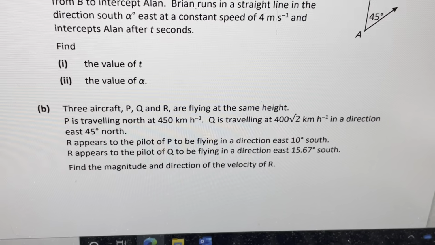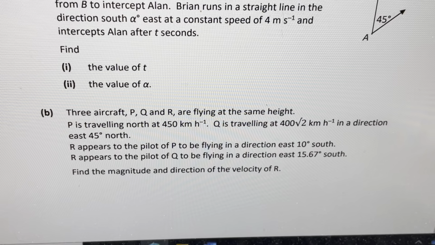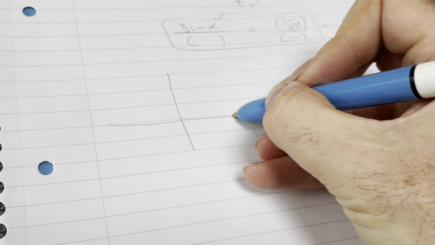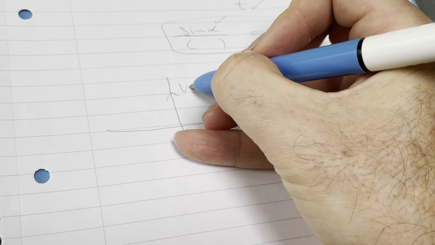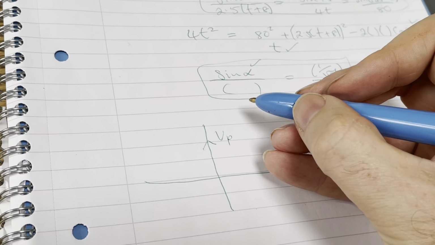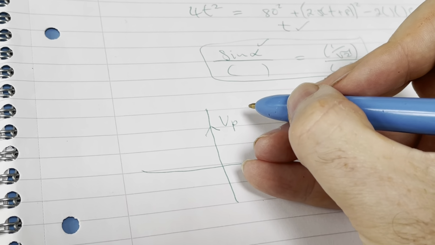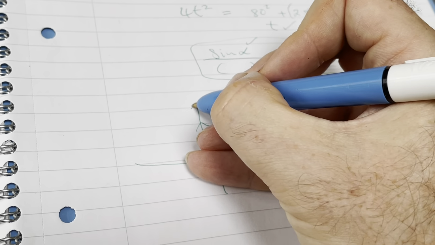Okay, the aircraft: P is traveling at this, Q is traveling at this. P is traveling north. So it's very important to get your vectors right. Just make sure, because they try and twist you with these north 30 degrees east kind of ones, so make sure you get those okay.